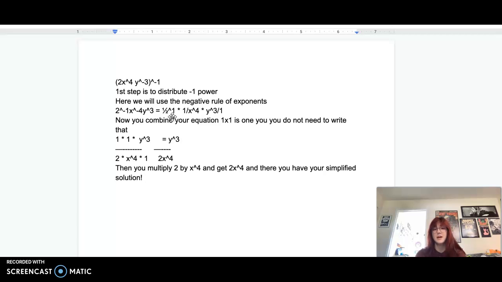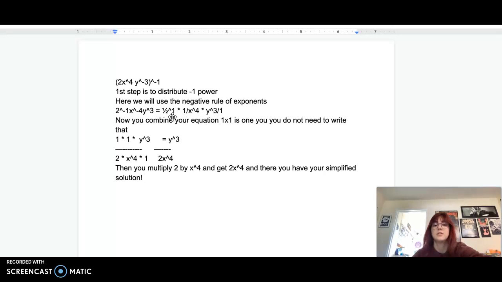So the equation that I was assigned was (2x to the fourth and y to the negative third power), in parentheses, all raised to the negative 1 power. And now your first step here is going to be to distribute the negative 1 power. And here we will use the negative rule of exponents.